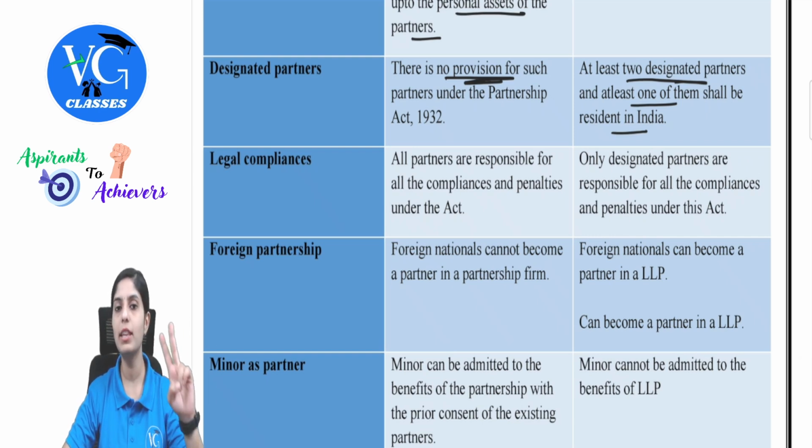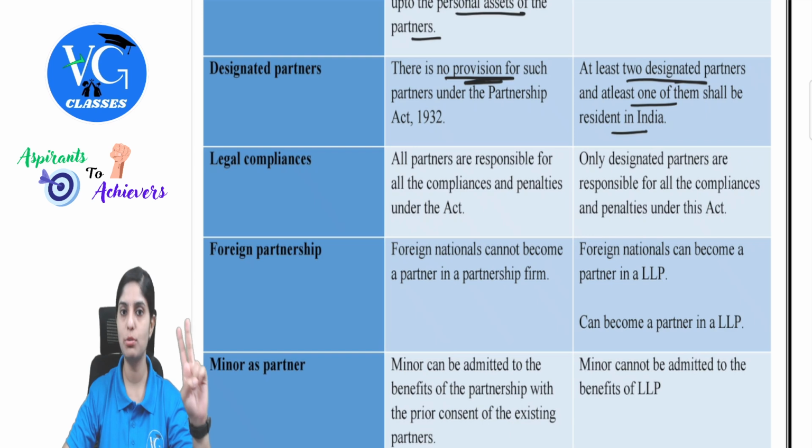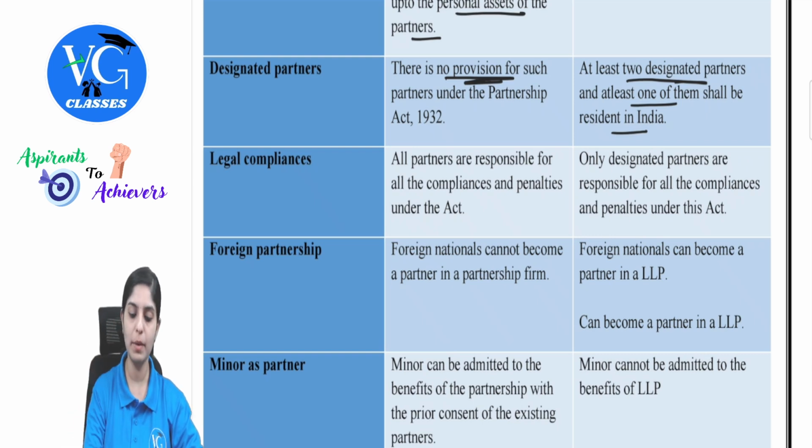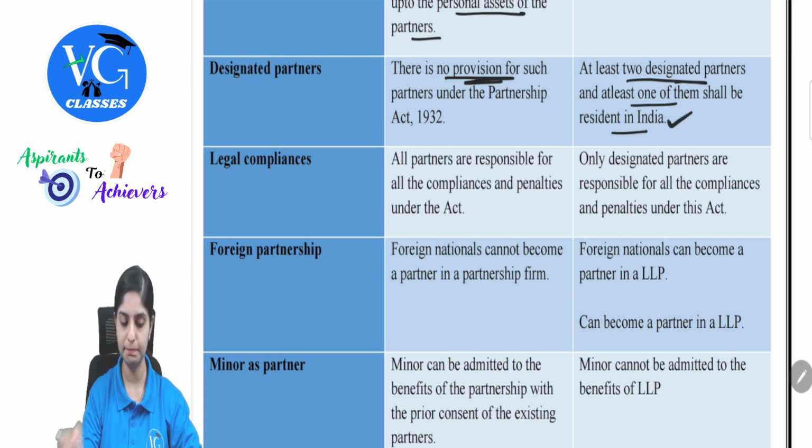So minimum anyway there are two partners. If there are just two partners in an LLP, both of them should mandatorily act as designated partners. And there is one more condition attached, which says at least one of them should be resident in India.